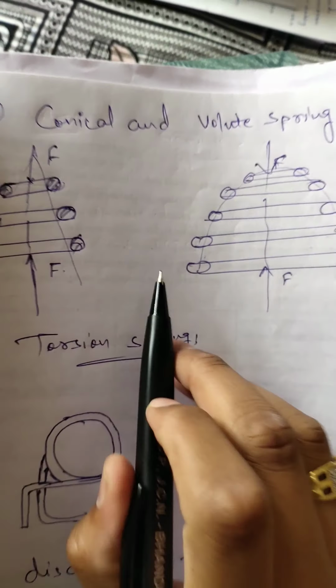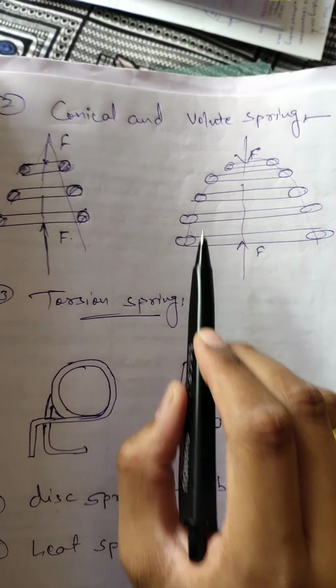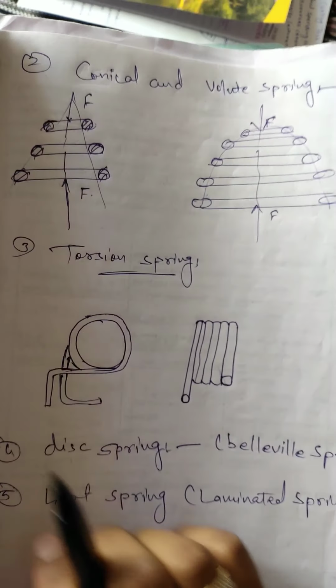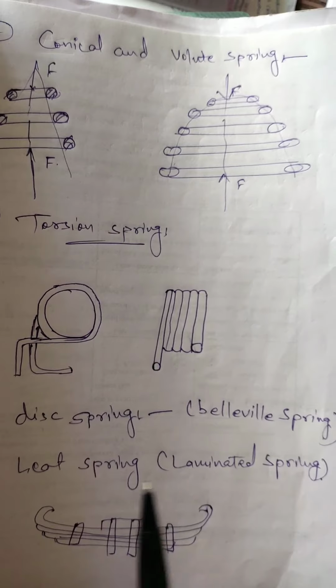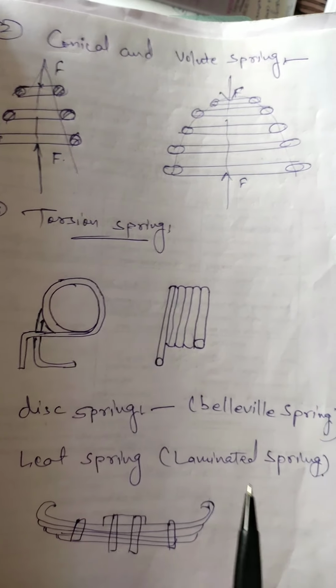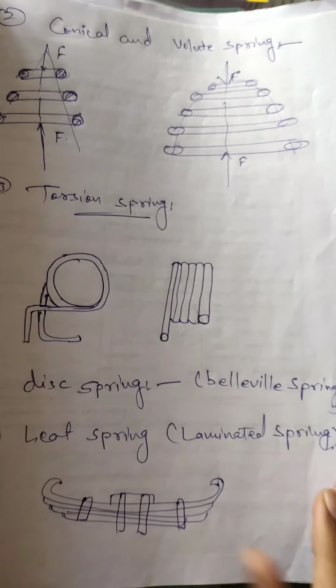Another is the conical and volute springs. This is a torsion spring. This is a disc spring, also known as a Belleville spring. This is a leaf spring, which is generally used in automobile vehicles.